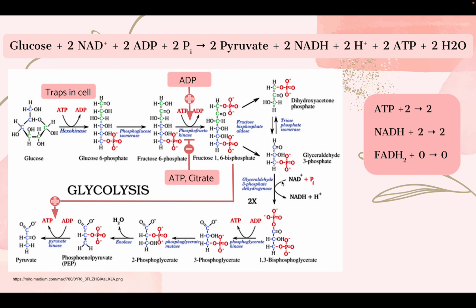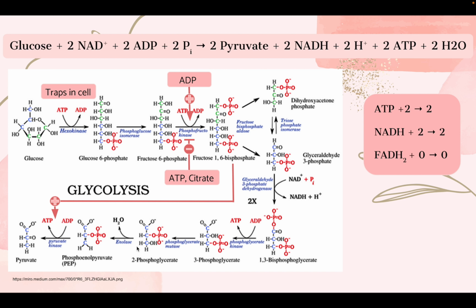So for each G3P, we take an NAD+ and we turn it into NADH. If you'll see here, we also add an inorganic phosphate. So we get 1,3-bisphosphoglycerate, and then we use phosphoglycerate kinase, and we actually make an ATP from one of these phosphates right here, and we get 3-phosphoglycerate, and phosphoglycerate mutase turns this into another form called 2-phosphoglycerate.